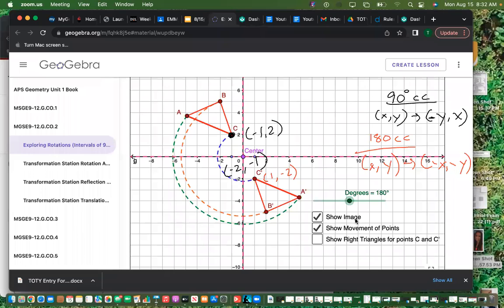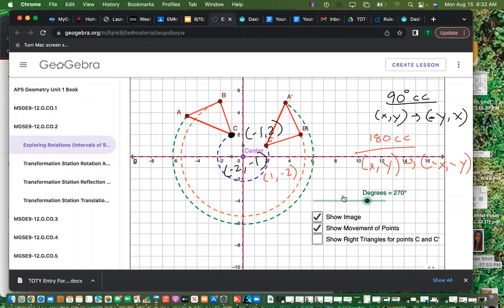Now if we did 270 degrees, it would be 2, 1. So this would be 2, 1. So what that means, 270 degrees counterclockwise, we would go from XY to switching the Y and the X, and then changing the sign of our X. All right, so again, these are the rules.